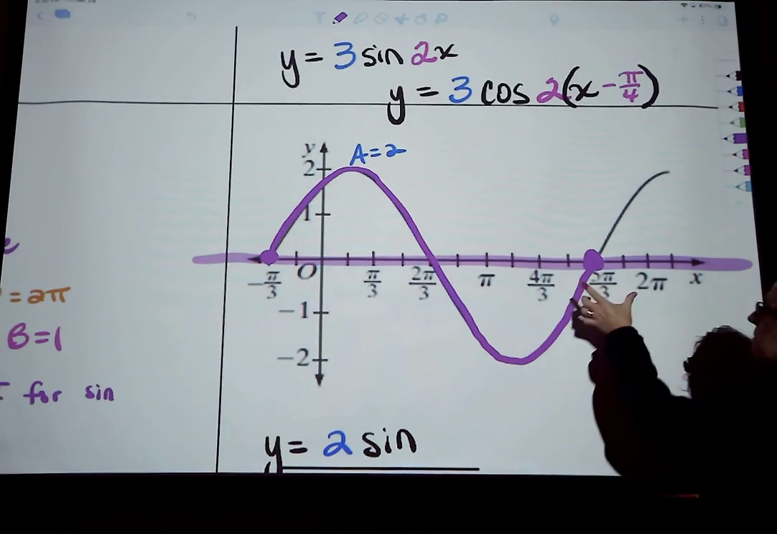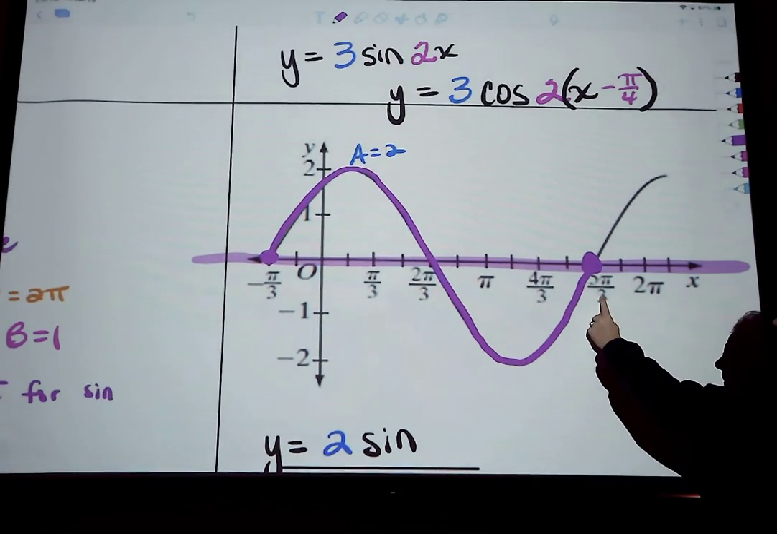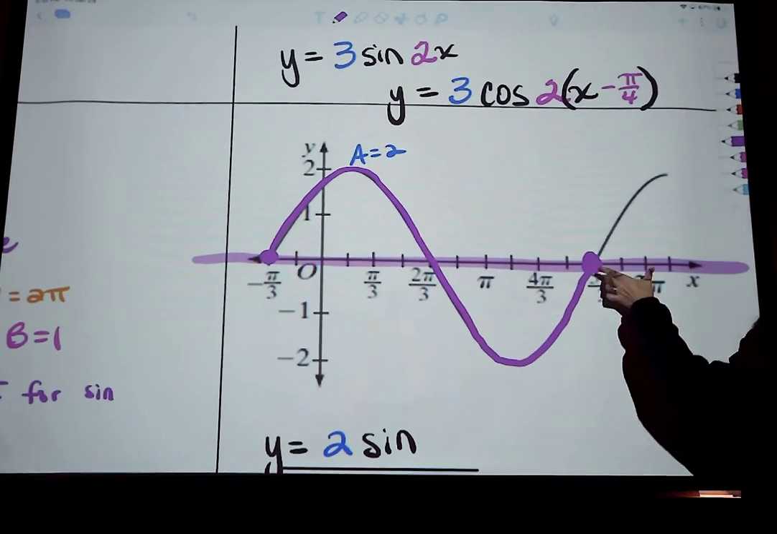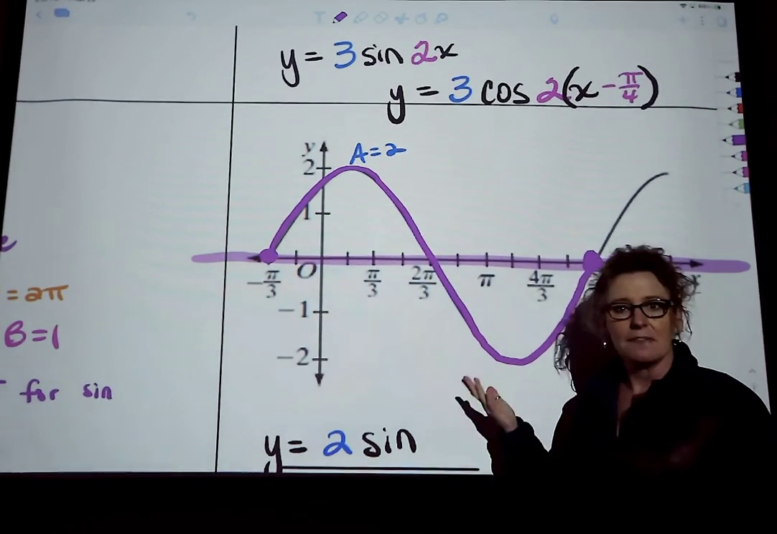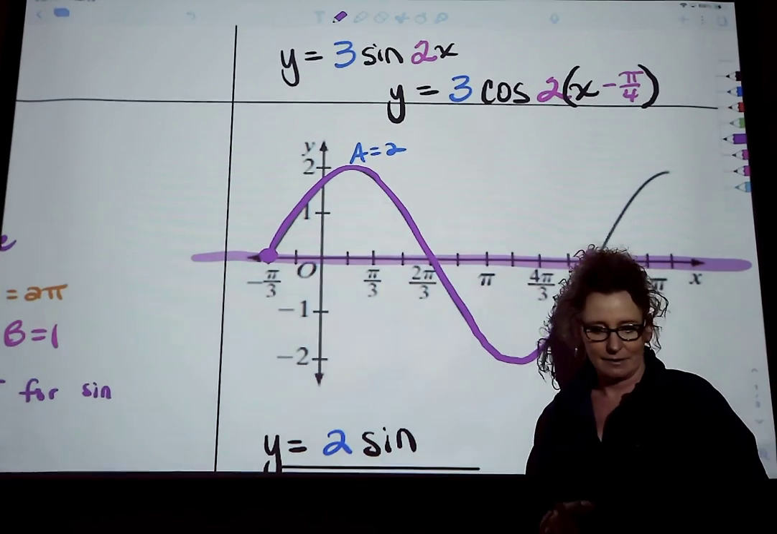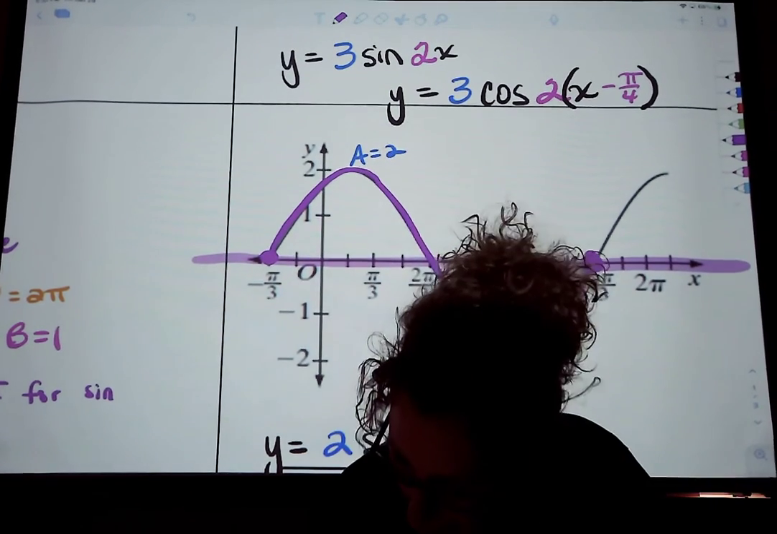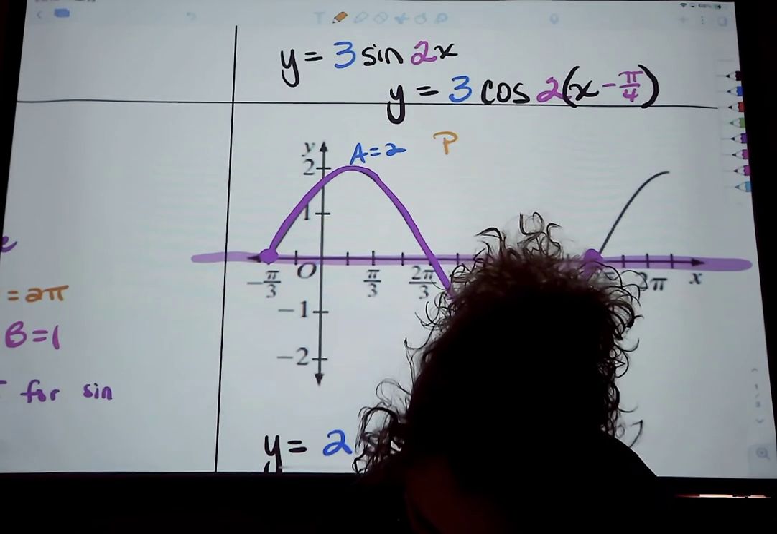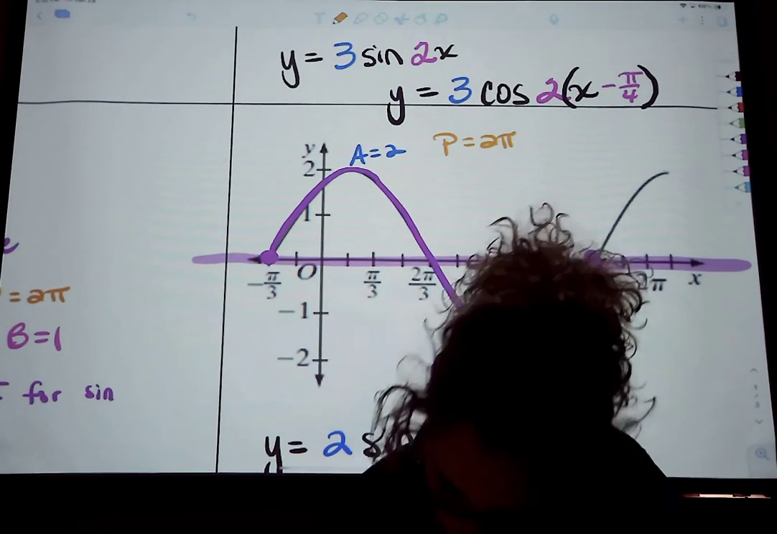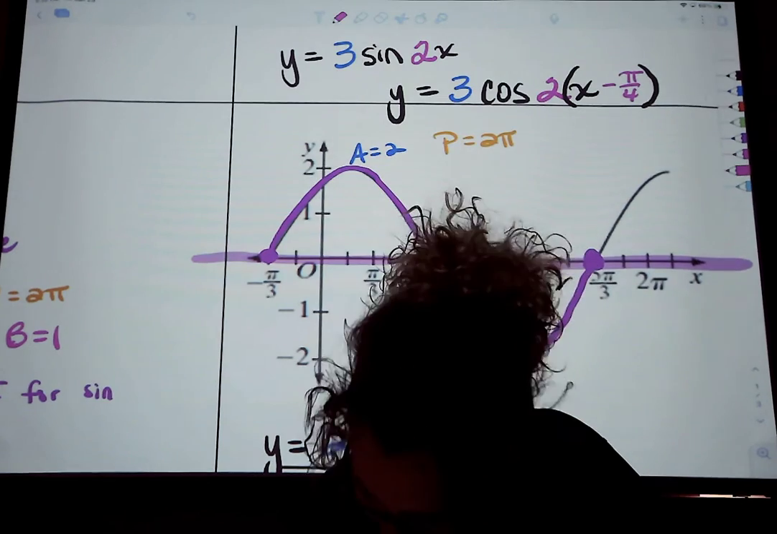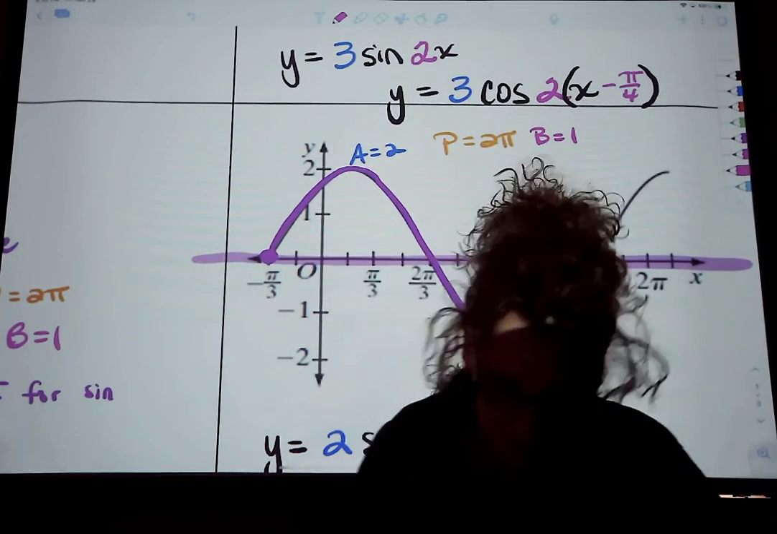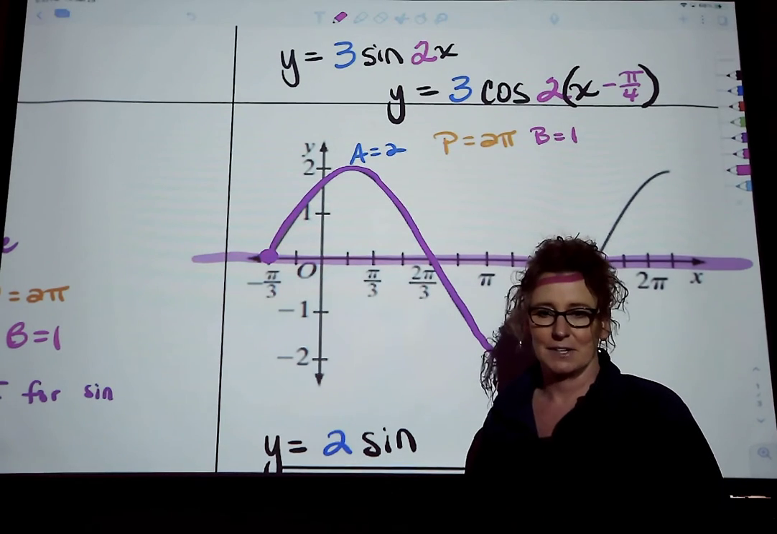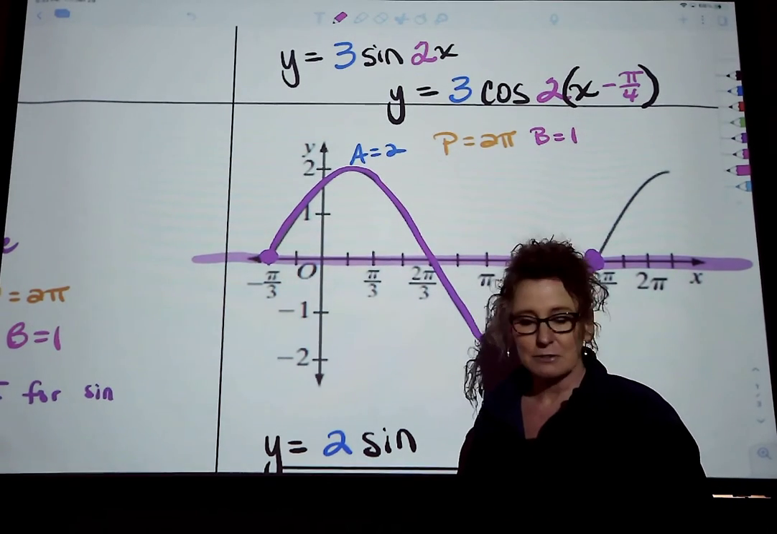It started 1 pi over 3 early. Where did it finish? Well, 2 pi would be 6 pi over 3. So it finished 1 pi over 3 early. That's 2 pi. That's 2 pi. So the period is 2 pi. You know what that means? It means B is 1 for both equations. So all you have to do is figure out the shifts.